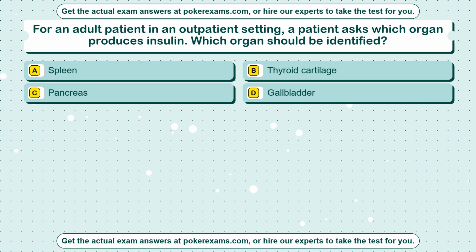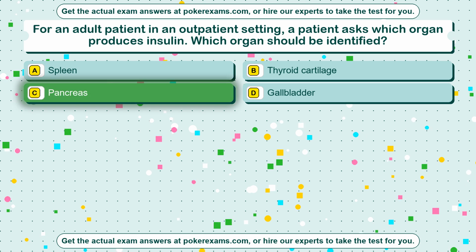Question 51. For an adult patient in an outpatient setting, a patient asks which organ produces insulin. Which organ should be identified? Option A, spleen. Option B, thyroid cartilage. Option C, pancreas. Option D, gallbladder.